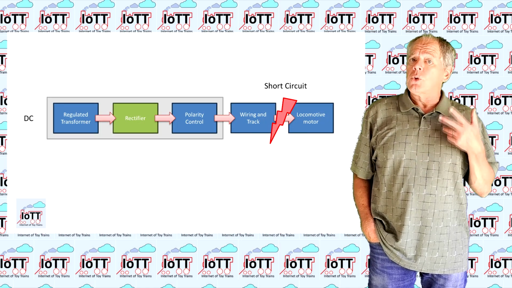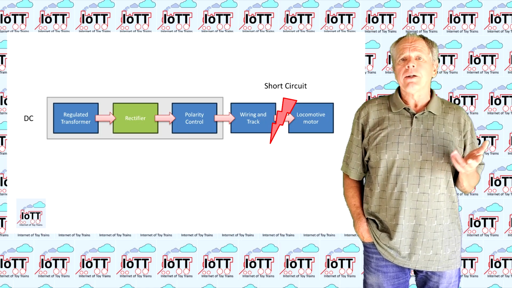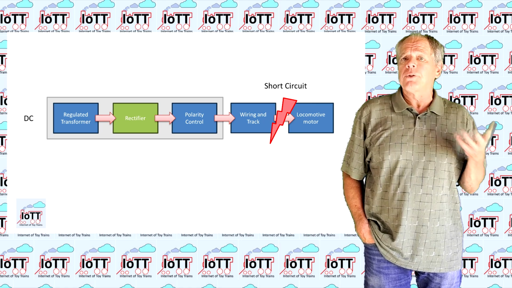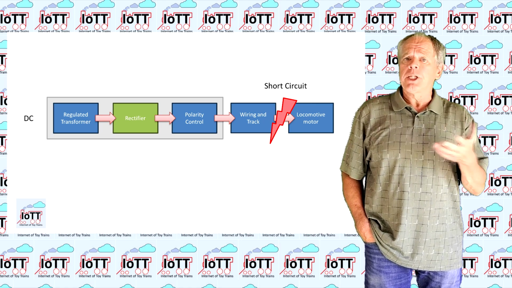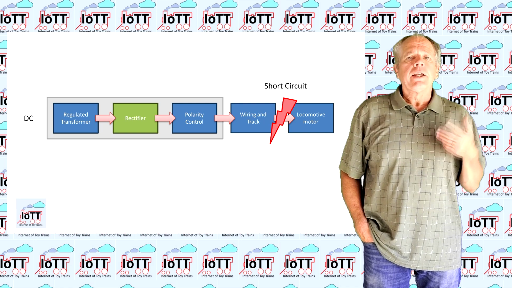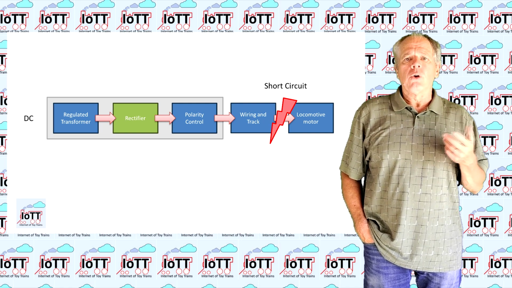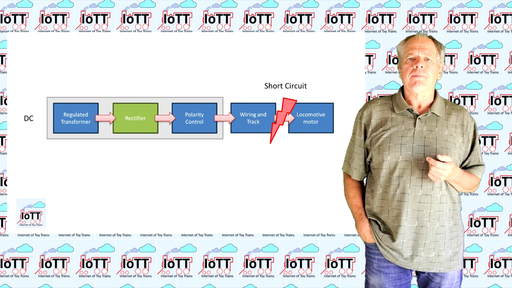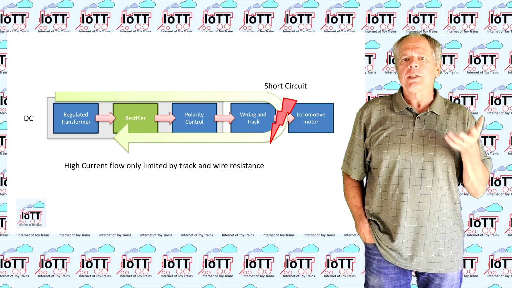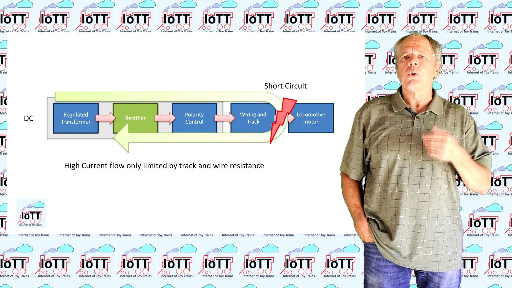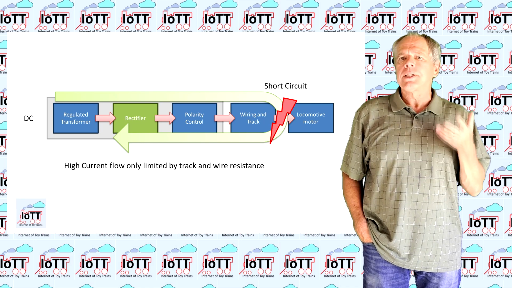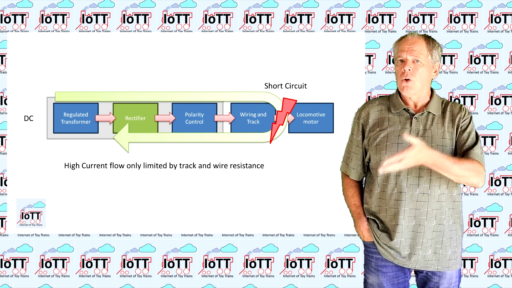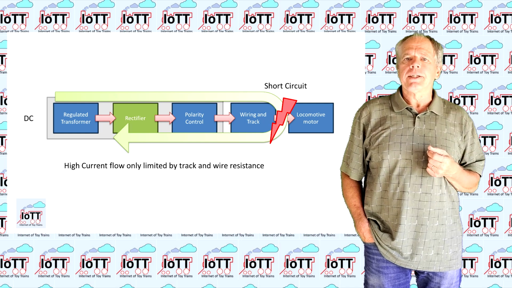In case of a short circuit in the track wiring or on the track itself, for example because a train is derailing and creates a bridge between the two rails, the effect is the same for all of these analog systems. The short circuit creates a bypass of the locomotive motor for the current. As a result, the resistance of the entire loop becomes much lower and the current increases.